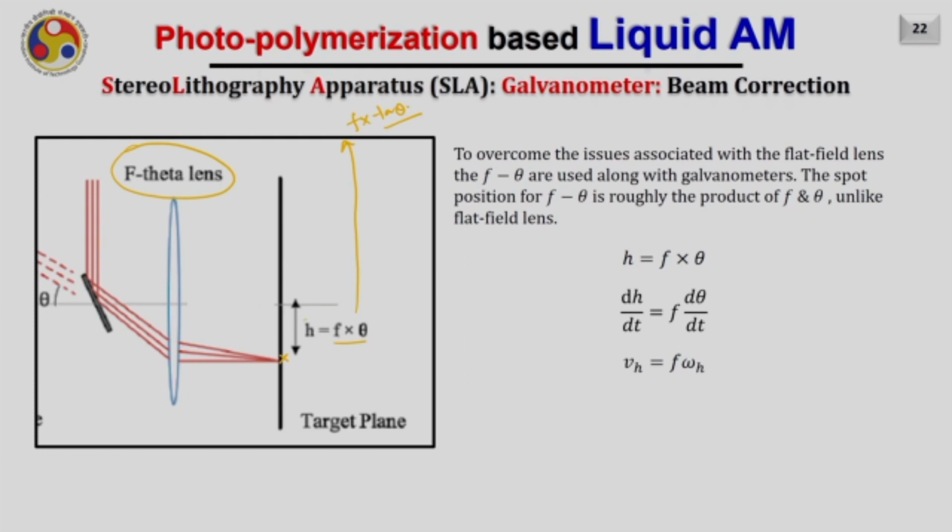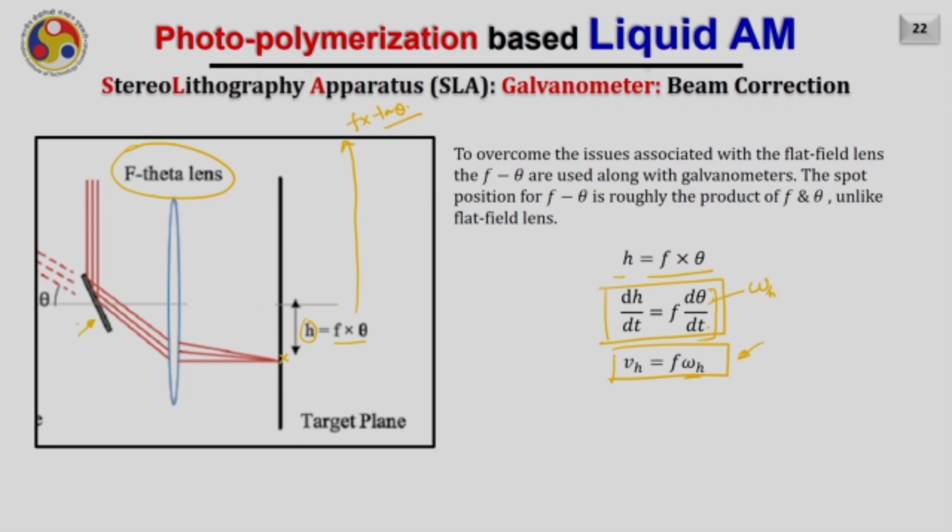Now let me see the rate of change of this distance h. If I am writing h equals f into theta, the rate of change of h will be equal to f into d theta by dt, and d theta by dt is nothing but the change in the angular position of the galvanometer, and hence it is nothing but the angular velocity of the galvanometer, or in other words, I can write it as omega h. So Vh equals f omega h. Here you can see this particular equation is independent of theta. There is no theta term here.